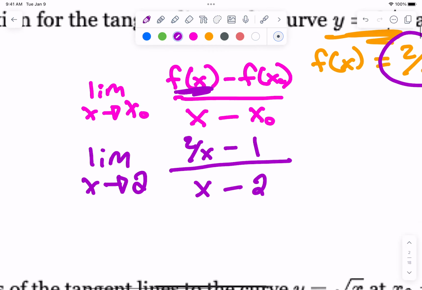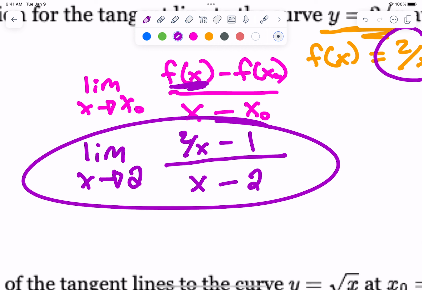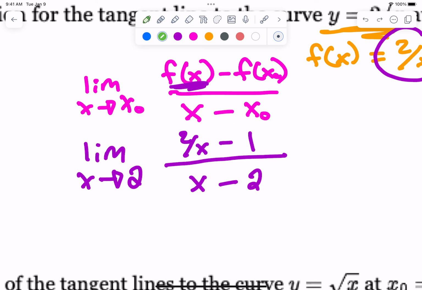Now all I need to do is find the limit, because this is going to give me the slope. It's y2 minus y1 over x2 minus x1. That's just going to tell me the slope of my line. But the problem is I can't plug 2 in, because we're going to end up with 0 in the bottom. We can't do that, so here's what we're going to do instead.